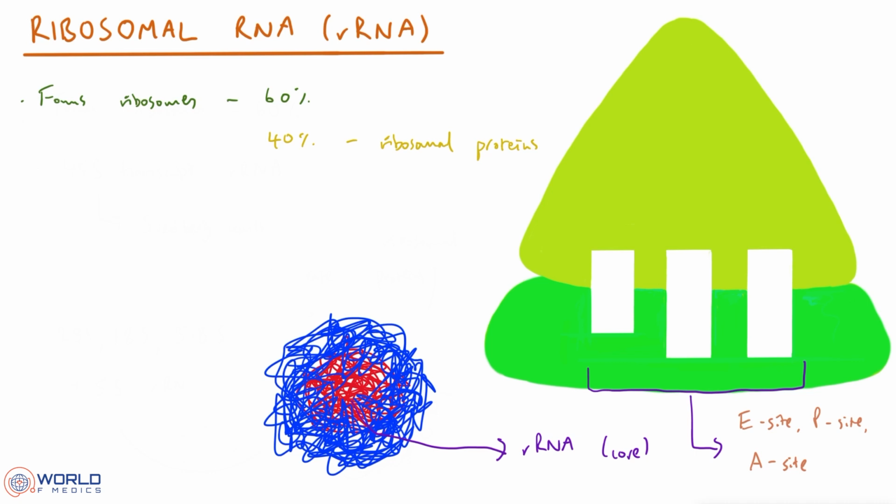And we mentioned that these areas of the ribosome are involved in transcription, so the synthesis or the production of proteins within the ribosome. Now, how is ribosomal RNA actually made?